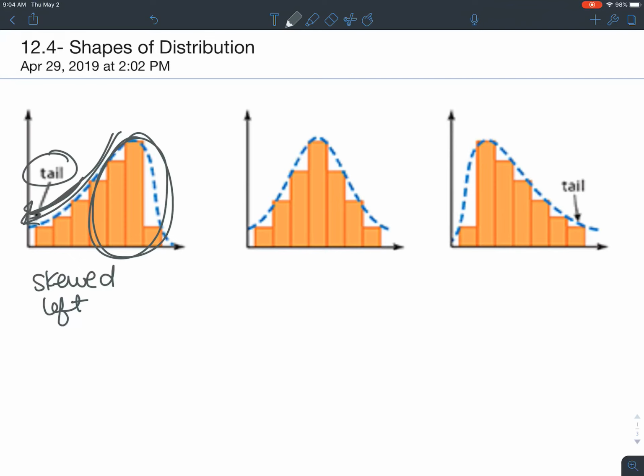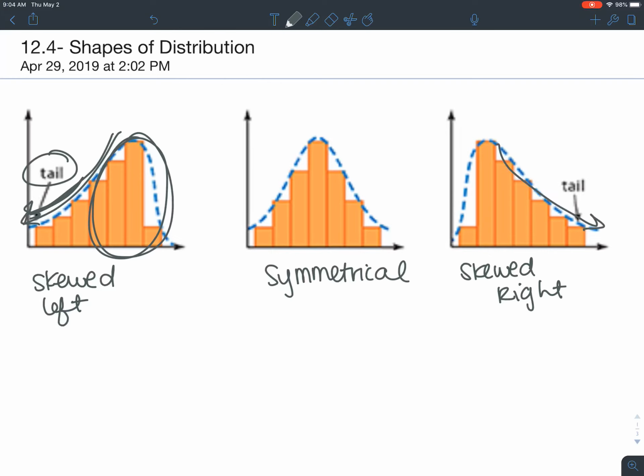So this one would be symmetrical. And this one would be skewed right because that is the side where the tail is.